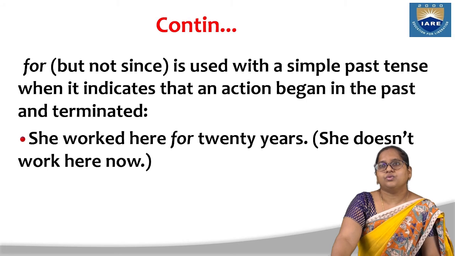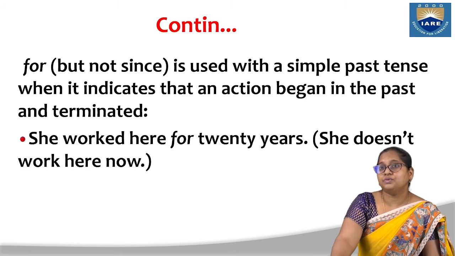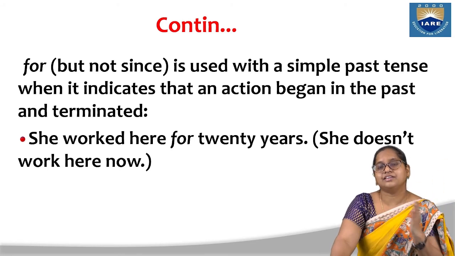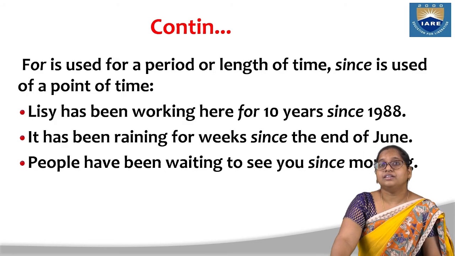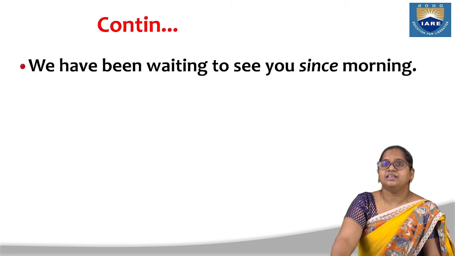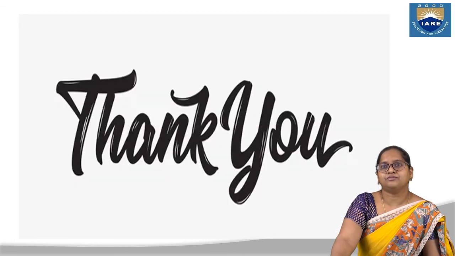So for is used with a simple past tense when it indicates that an action began in the past and is not yet terminated. So in the next class, definitely we will continue to discuss for and since in detail. These are a few examples I have for you.